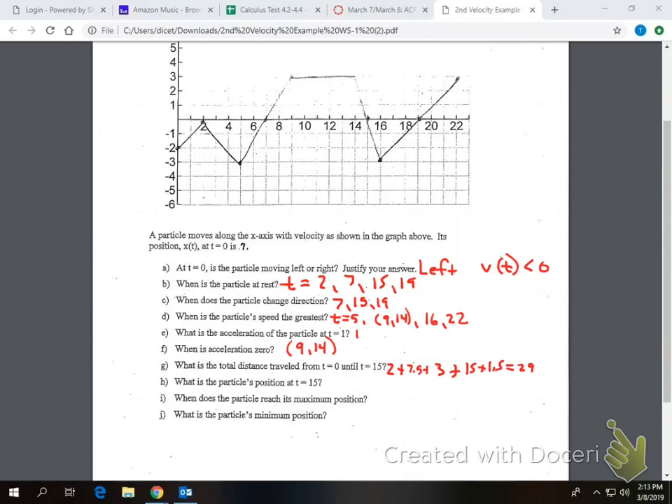What is the particle's position at t equals 15? I told you at the beginning, what's the position at t equals 0? 7. So everybody put 7. And then you're going to subtract. Look up here. Subtract, subtract, then add, because position is different than total distance traveled. So you're going to go 7 minus 2 minus 7.5 plus 3 plus 15 plus 1.5.